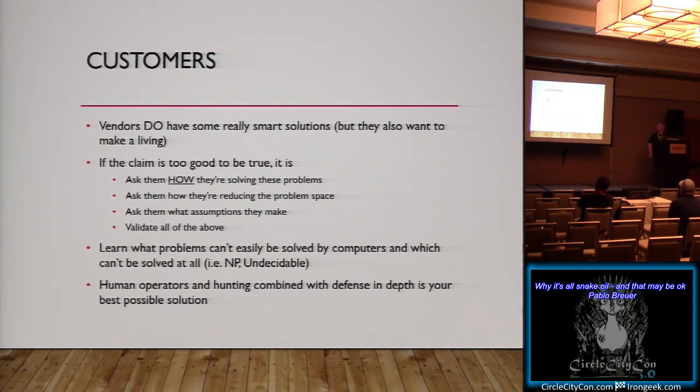Ask them how they're reducing the problem space. Ask them what assumptions they made to get their product to solve these harder, impossible problems. And then make sure that those assumptions are valid in your operating environment. Right? If you were going to buy that vector-based heuristic modeling network and you weren't using an ICS SCADA system, you would have to use very different assumptions, because my assumptions are not valid in your operating space.